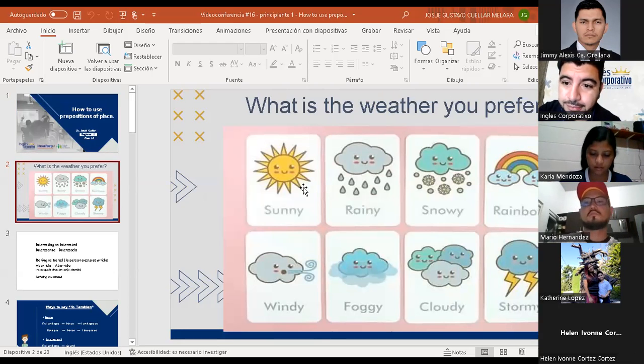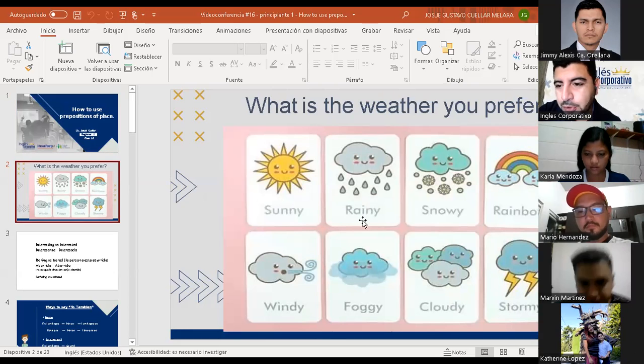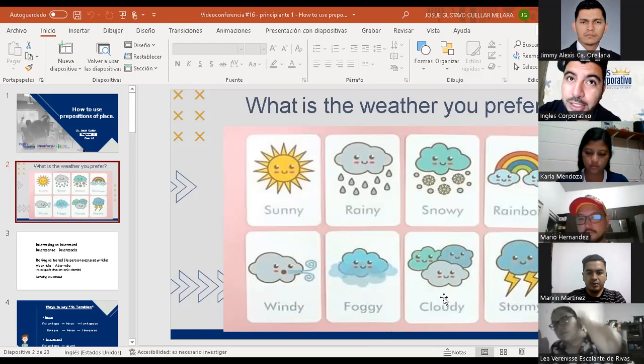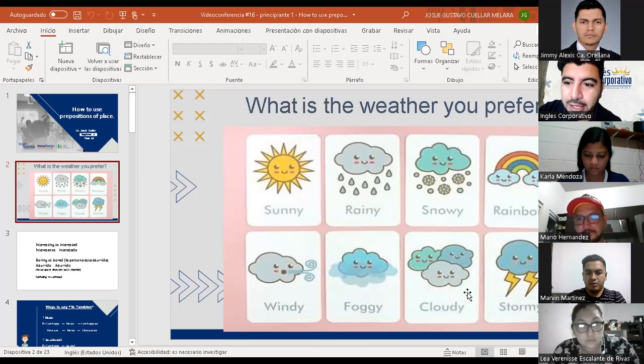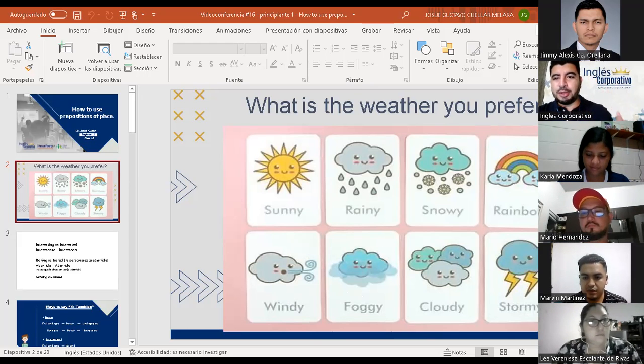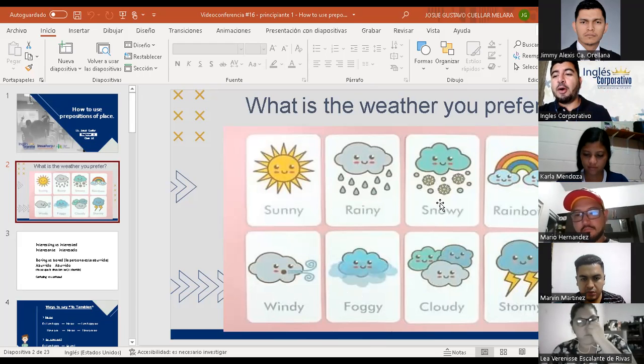Here we have sunny, which means soleado. Rainy means lluvioso. Snowy means nevado. Rainbow, arcoíris. Windy is when it is windy, a day full of wind. Foggy, cloudy, nublado. Cloud is nube, cloudy. Stormy, storm is tormenta, a day full of storm. So here we have sunny, rainy, snowy, rainbow, windy, foggy, cloudy, stormy.